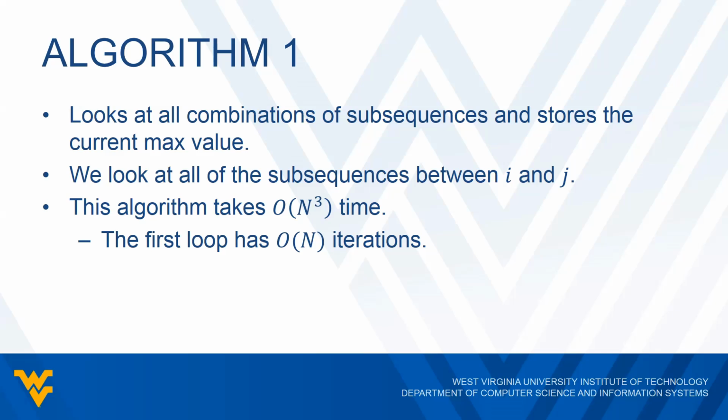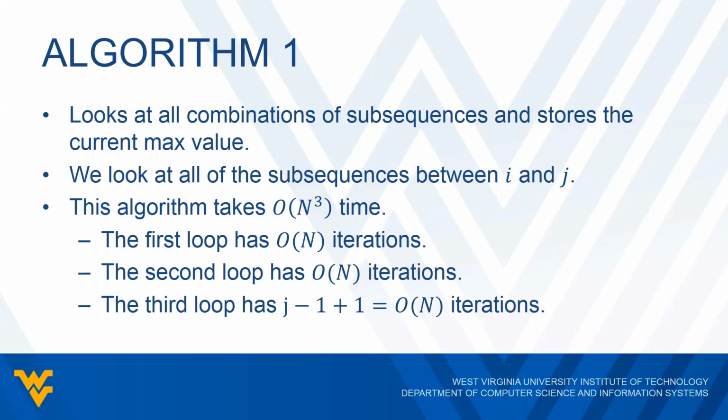Well, the first for loop has O of n iterations because i is going to start at the beginning and go all the way to the end of the array. The second for loop, the j part, also has O of n iterations. And then what about the third for loop that we mentioned, the one where k goes from i to j? Well, that actually has j minus i plus 1 iterations. Well, I can't really say O of j, but since j can increment n times, we actually find that this third loop technically has O of n iterations.